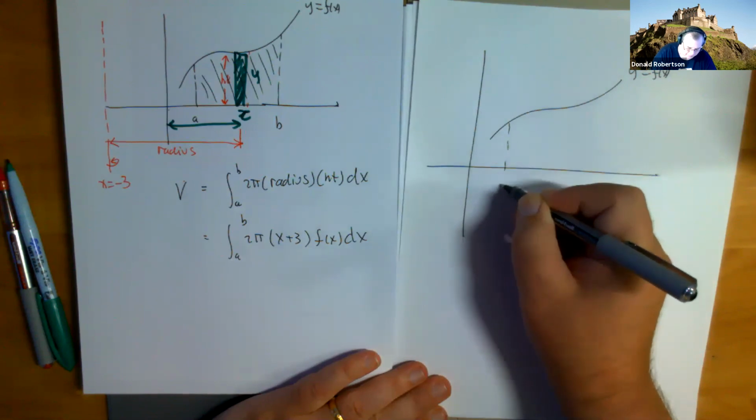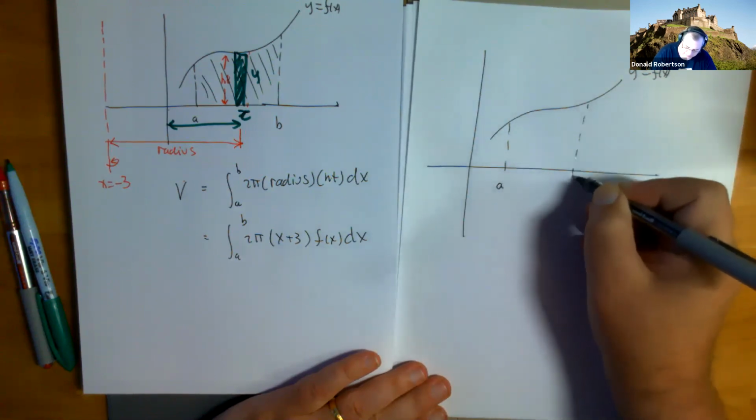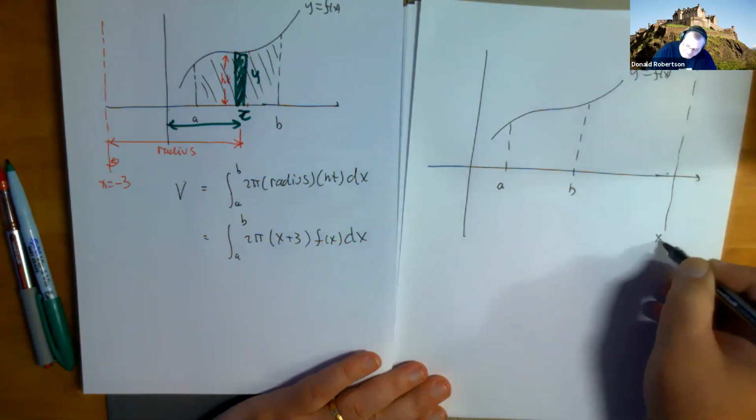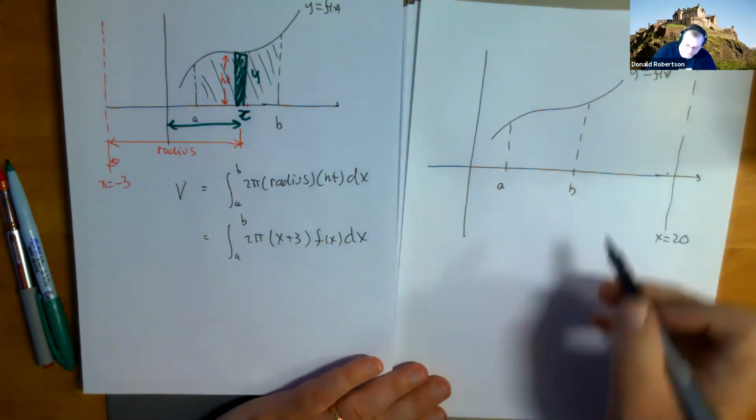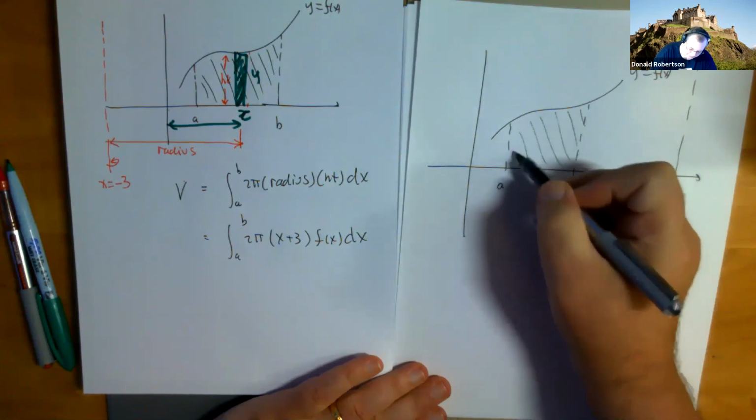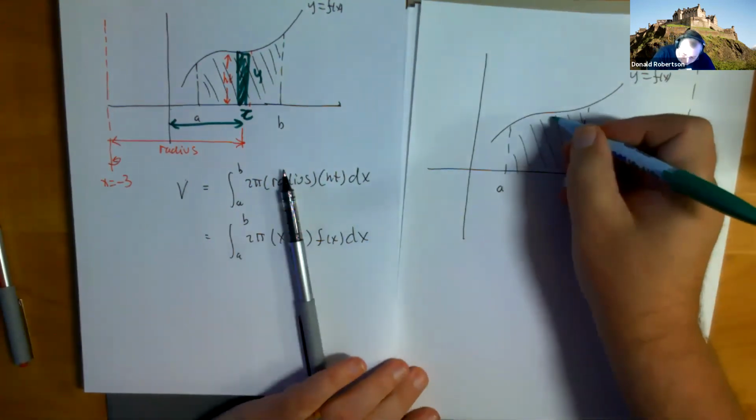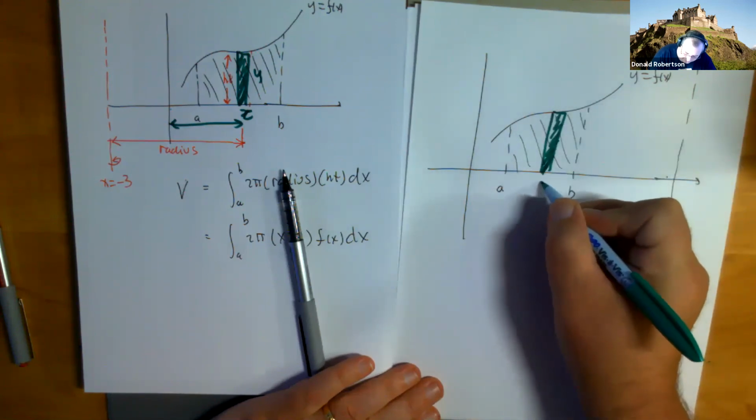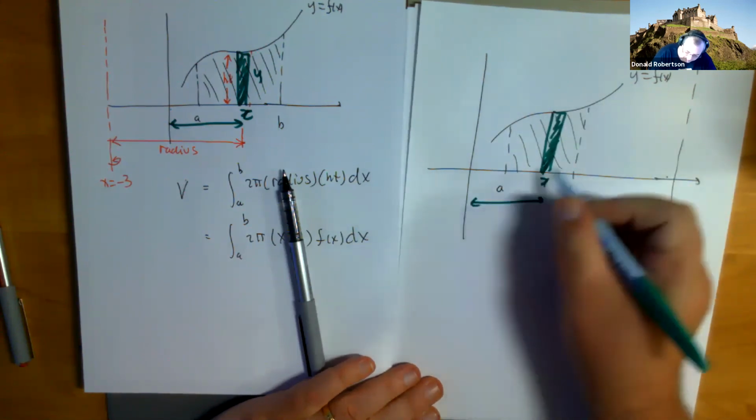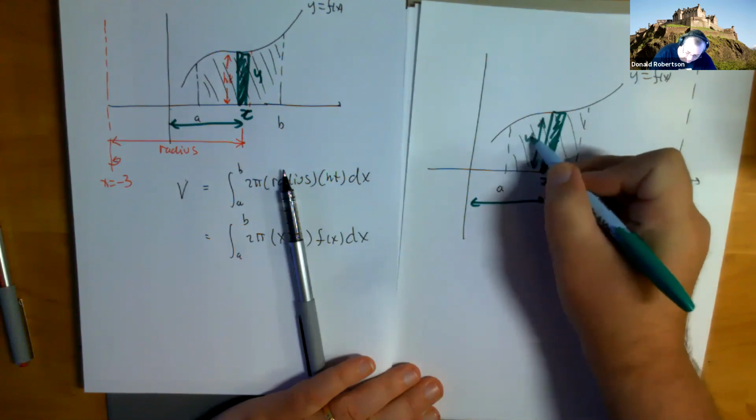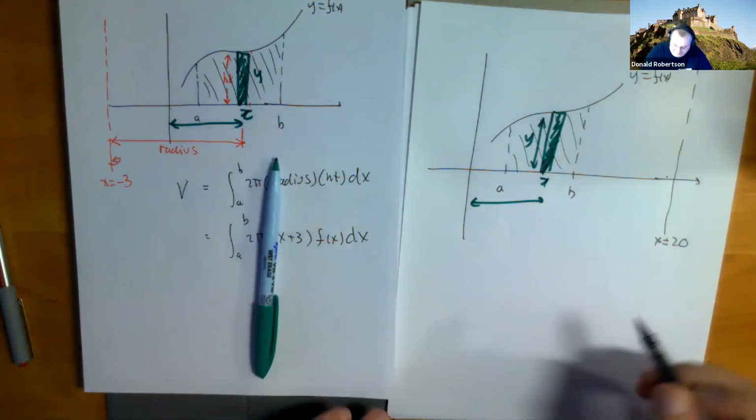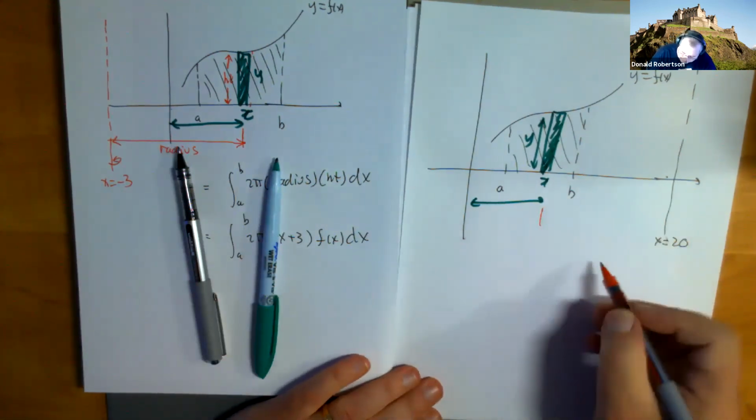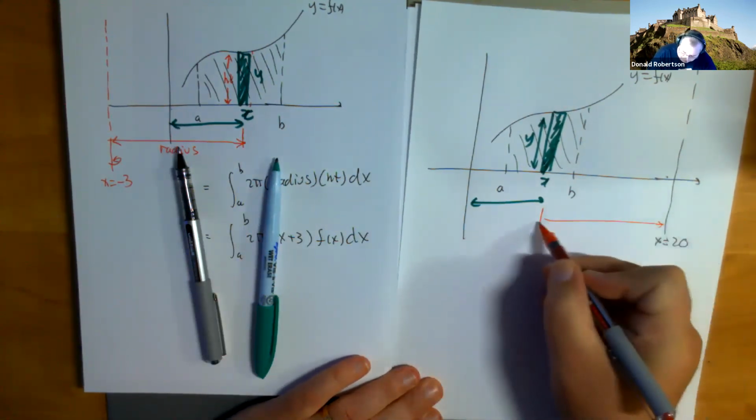So. Let's have it way over here at x equals 20, right? Here's my little rectangle. That distance is x, right? This distance is y. The radius is the distance from the rectangle to the axis of rotation.